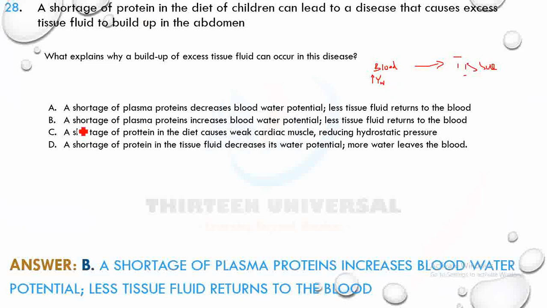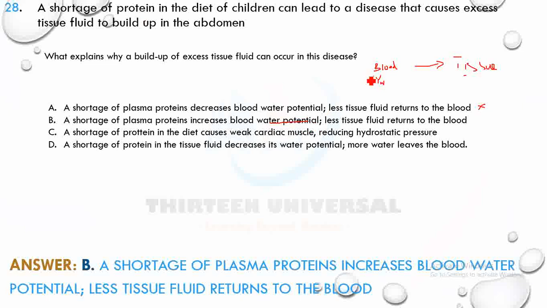Okay, look at A. A shortage of plasma proteins decreases blood water potential. No, a shortage of plasma protein will increase it, because some of these proteins are soluble in water, they are globular, right? So if you have less plasma protein, water potential will increase. So that's why this is wrong. It says decreases. Now B says a shortage of blood plasma protein increases water potential. Yeah, so you see it.